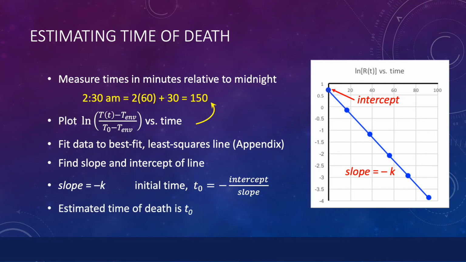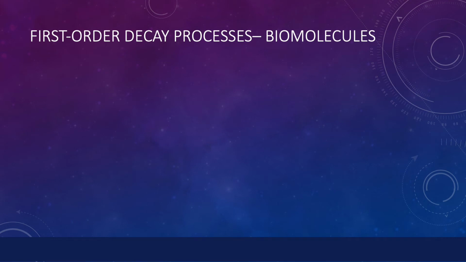And that t sub 0 is the estimated time of death. So that's going to tell you roughly when the body died. But as we mentioned, since the bodies don't immediately begin cooling, that's only an estimated time of death. To get a reading, we're going to imagine a first-order decay process that involves the biomolecules.